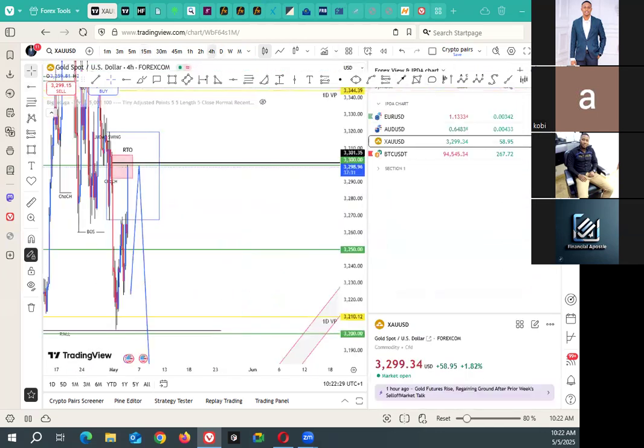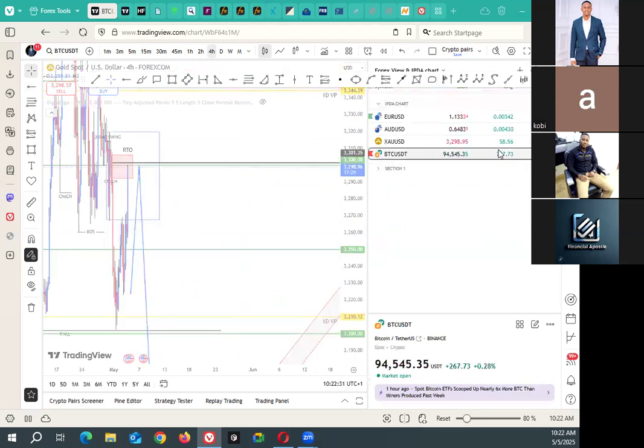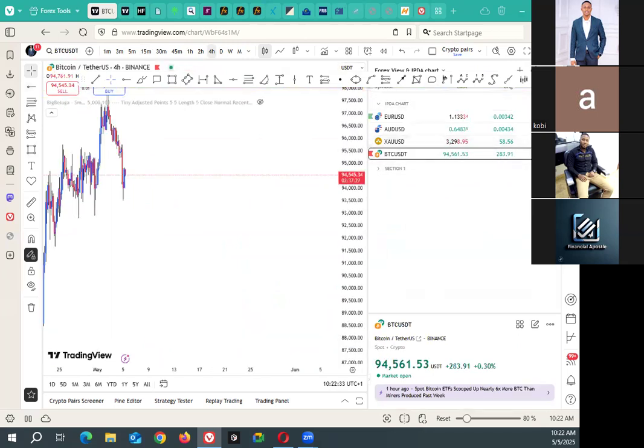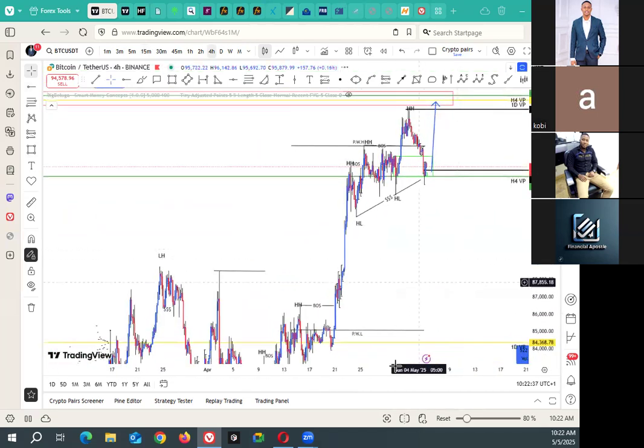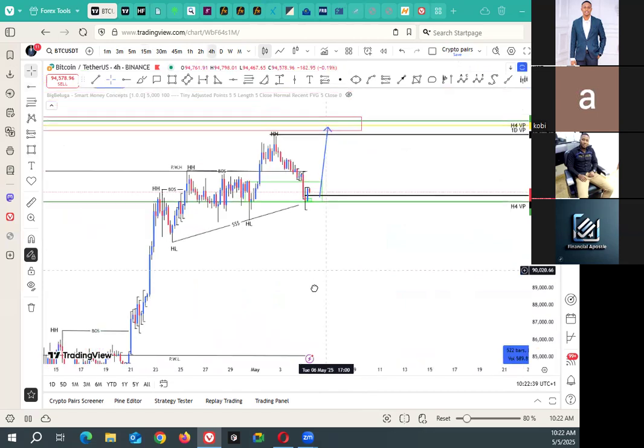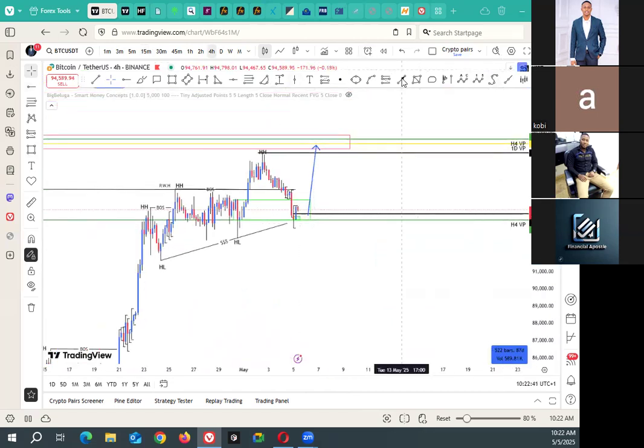Then we go to Bitcoin. Okay, so for Bitcoin, our focus last week was to wait for a breakout over here. Once the breakout comes in, we wait for the retest and then we buy. The market has completed the breakout on Bitcoin yesterday. This is an ascending triangle, like I said. Then it has come to retest and it has completed the retest. So now I have a signal for you guys on Bitcoin.